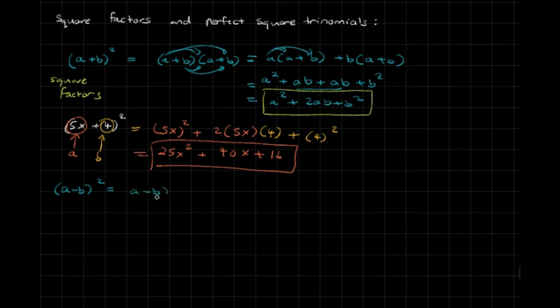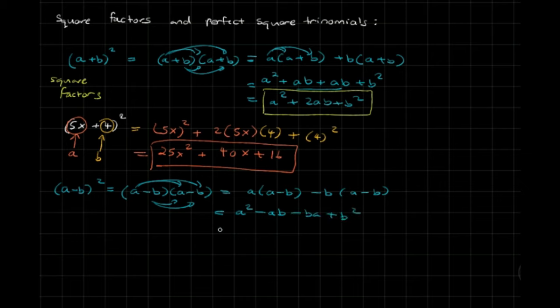if we use the FOIL method, it's a minus b times a minus b. If I use the rainbow distribution, a times a minus b and negative b times a minus b, you get a squared minus ab minus ba plus b squared, and this is going to give you a squared minus 2ab plus b squared. Okay, so we can also use this template for anything in the form of a minus b squared. So let's say we had 4x minus 3 squared.